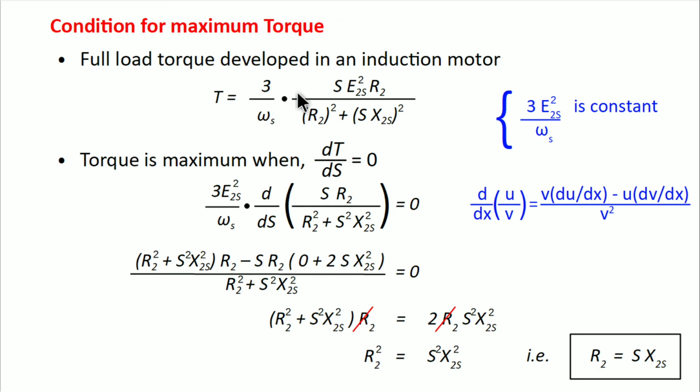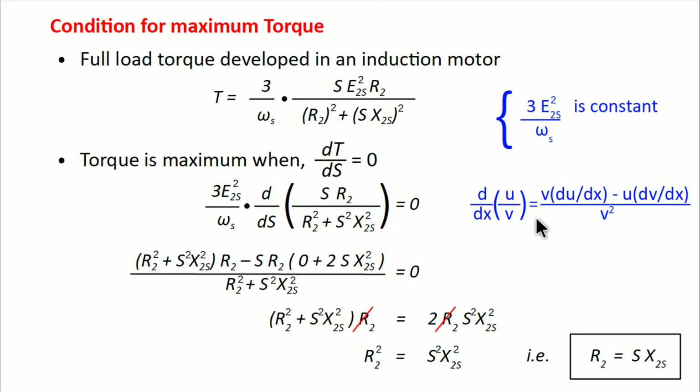Now on the right hand side, the constant terms are taken out, remaining d by ds of SR2 over (R2 square plus S square X2S square) is equal to 0. Now this is the u over v case of differentiation. D by dx of u over v is (v du by dx minus u dv by dx) by v square. Applying, in our case v is the term R2 square plus S square X2S square, and u is our SR2. These three terms are cancelled by 0 already.